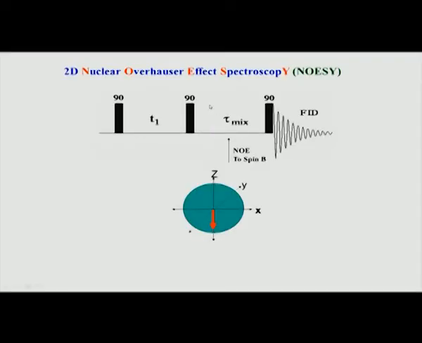So, let us continue a little bit on how this NOESY experiment works, because this is one of the very important experiments in NMR. So, one should grasp the basics of this experiment. This is the pulse sequence which is shown here. It includes 3 pulses. This is a schematic drawing here.